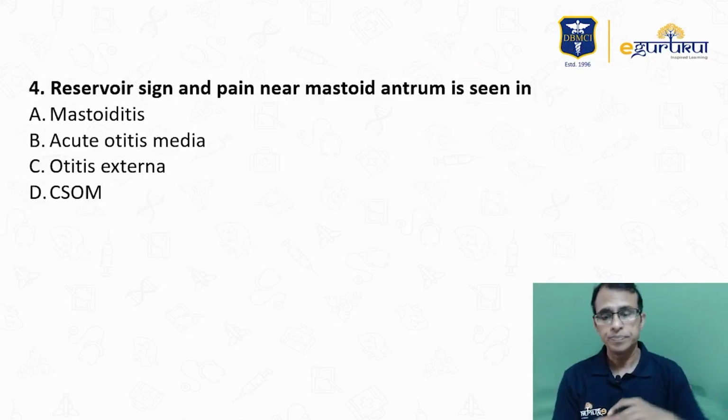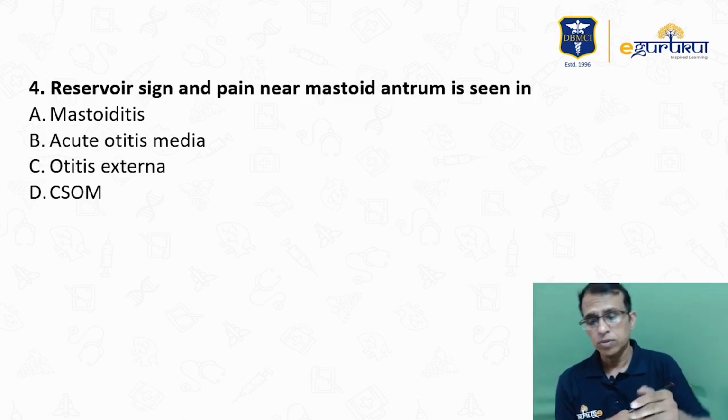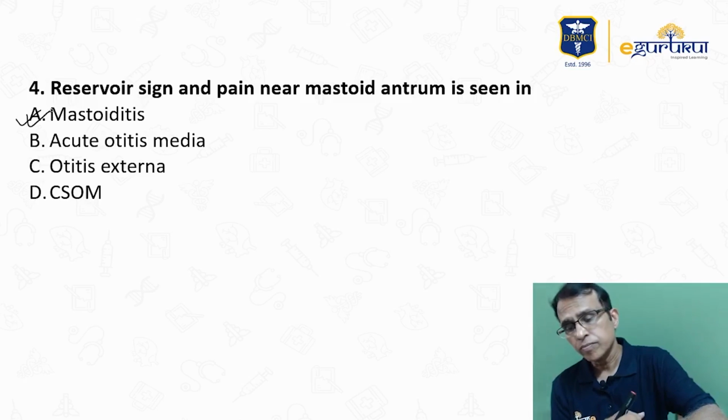Next one. Reservoir sign and pain near the mastoid antrum is seen in: A. Mastoiditis, B. Acute otitis media, C. Otitis externa, D. CSOM. I think this is simple. Now, the answer is A, of course, mastoiditis.